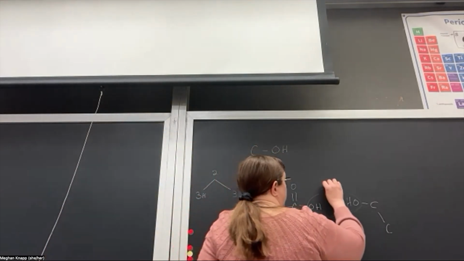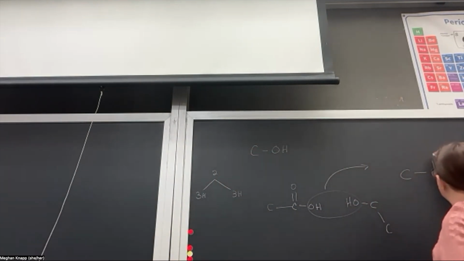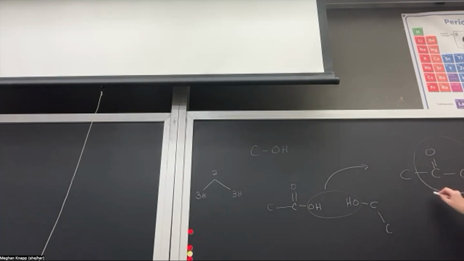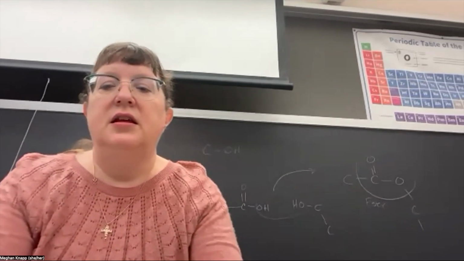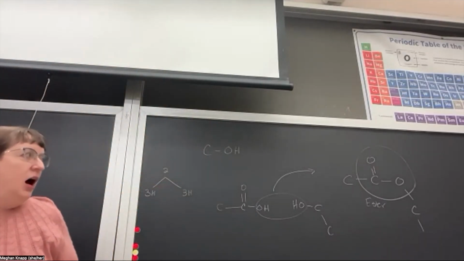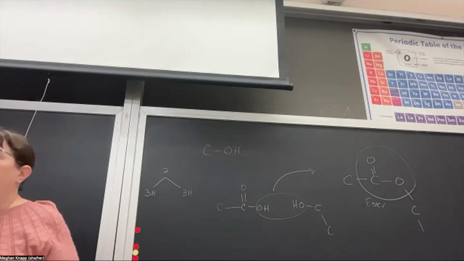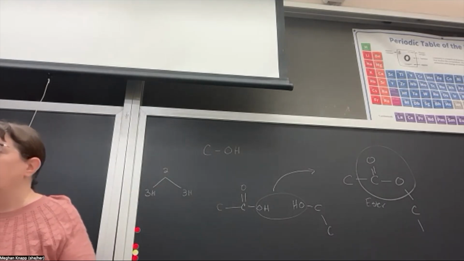So we're going to join these 2 together and make C double bond O, O, C, C, and this part here is called an ester. And so a lot of the molecules that are in scents that we enjoy, especially flowers and fruits, have esters in them. One of the ones that has the most identifiable smells is isoamyl alcohol.